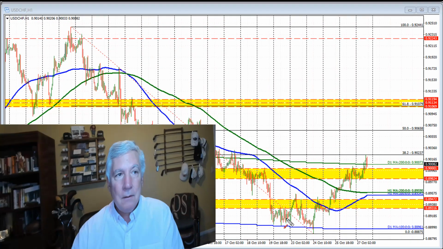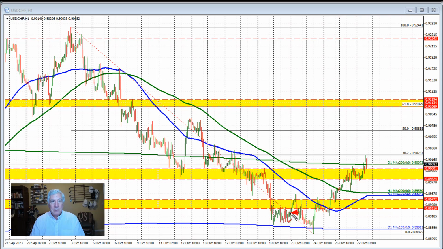I'm going to take a look at the dollar versus Swiss franc as we enter into Friday's trade. Let's do a quick review because I think it's important in analyzing what this pair is doing, where it might be going, and I'll tell you why.